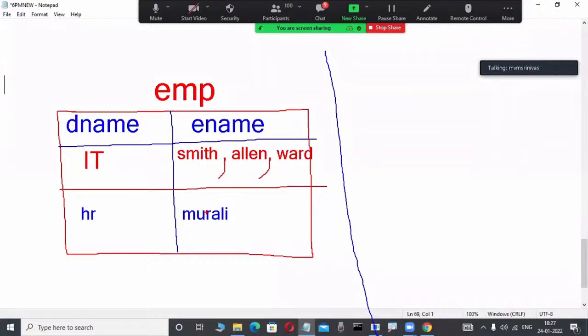There are no multiple values separated with commas. For example, here is the problem: Smith, Allen, Ward are represented in the format of comma, comma, comma. It won't work. This cell is not working, because each cell should now hold only a single value. That is a rule in relational data model products.